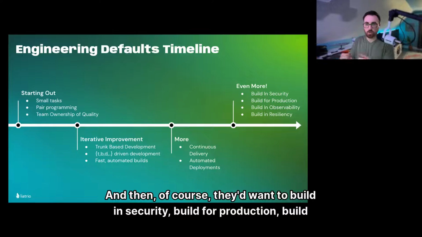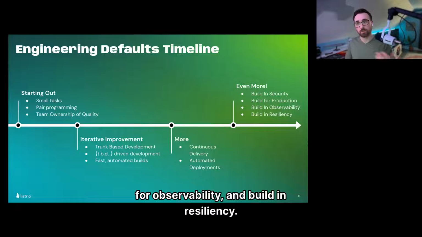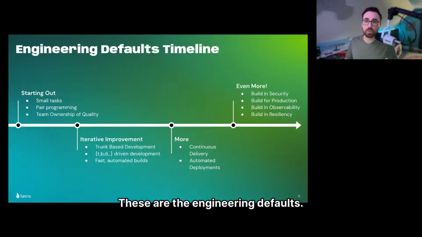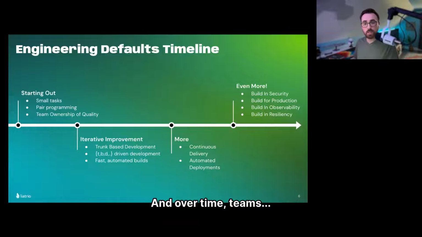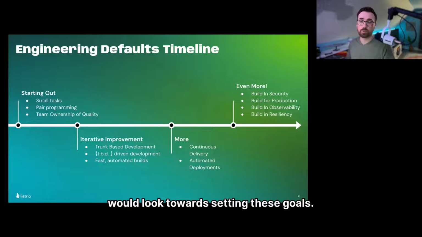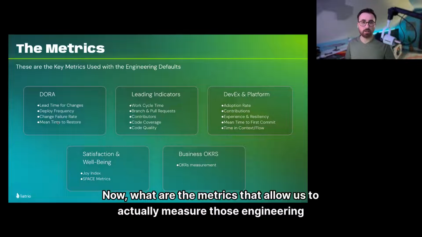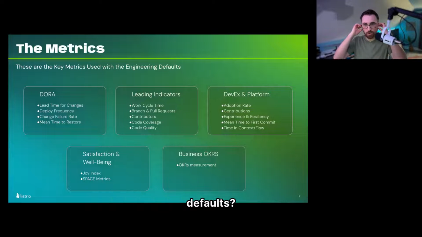And then, of course, they'd want to build in security, build for production, build for observability, and build in resiliency. These are the engineering defaults. And over time, teams would look towards setting these goals. Now, what are the metrics that allow us to actually measure those engineering defaults?